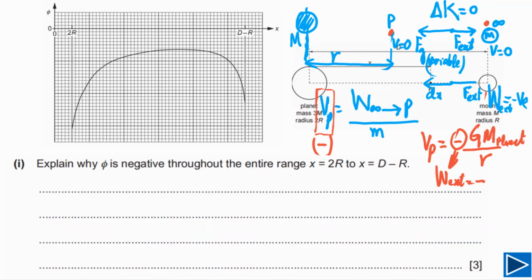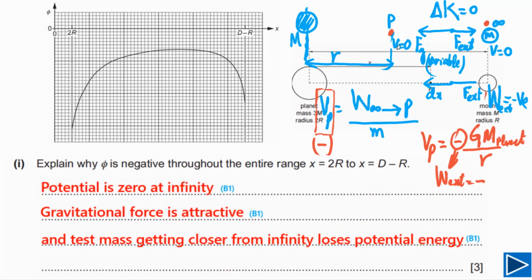In our answer, we have to write at least 3 points. So these are the 3 points you can write down. The first thing you can say: potential at infinity is equal to 0. As we have already discussed, potential at infinity is equal to 0. So let me write down here, potential at infinity is equal to 0. So this is 1 point. If you write down this, you'll get 1 mark. And this is the B mark.